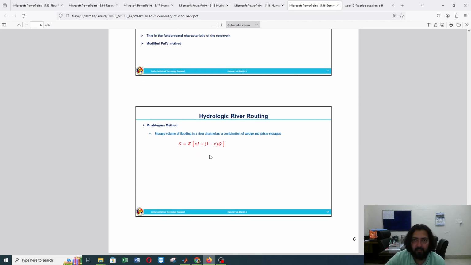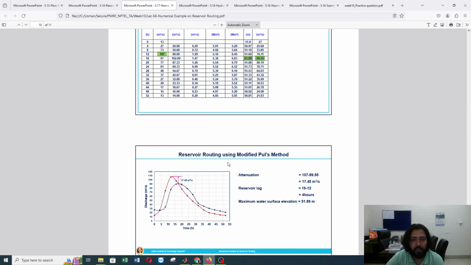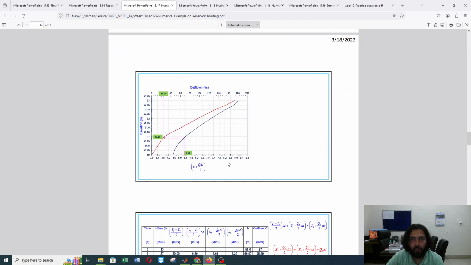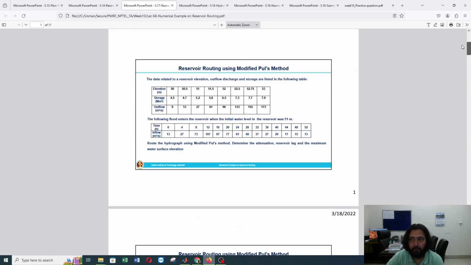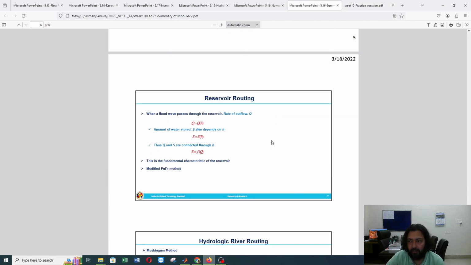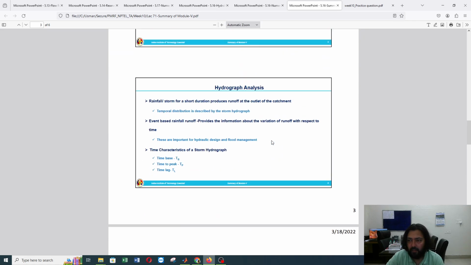Then we have seen the numericals based on both methods, that is the modified Puls method, right, and also the Muskingum method. And then we have seen a few practice questions as well. So I think we have covered everything for this week's session.